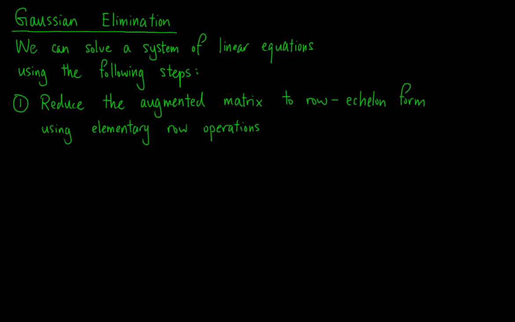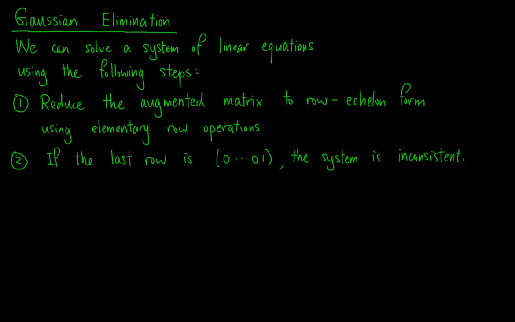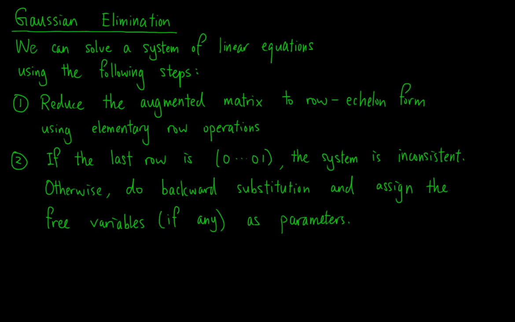From the last video, we have proved that we can reduce any matrix to row echelon form, so we know that it is always possible to carry out this step. The second step is that if we see that the last row is a zero row except the last entry is a 1, then the system is inconsistent. Otherwise, we can solve the system by backward substitution and assign the free variables as parameters whenever they appear.